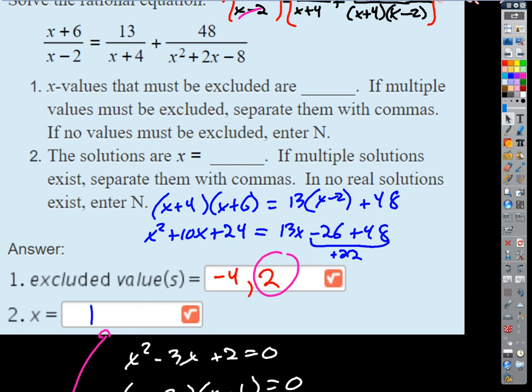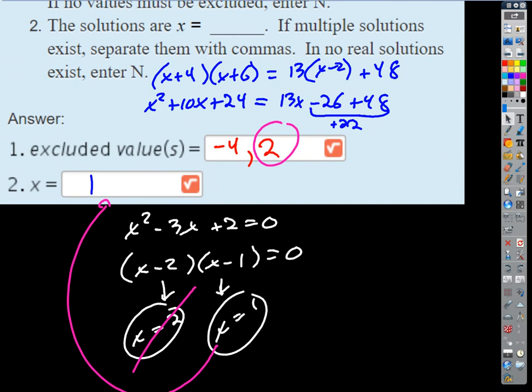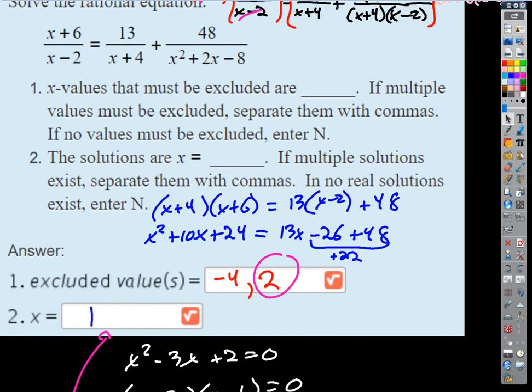So in this case, we found the least common denominator. We multiplied both sides through by that. We got a much easier equation. When we solved the quadratic equation, we got two solutions. But one of those two solutions was a value that had to be excluded, right? So we had to cancel that one out, okay?